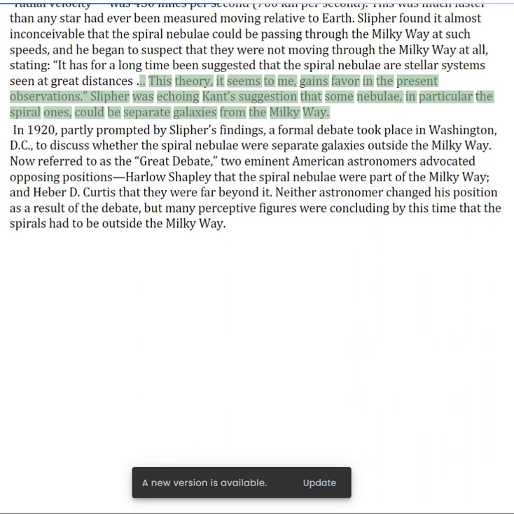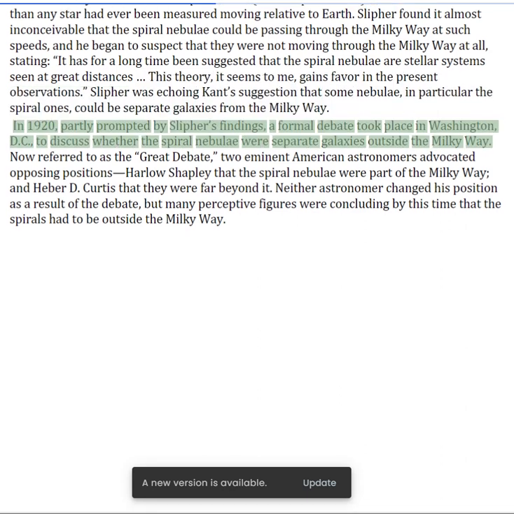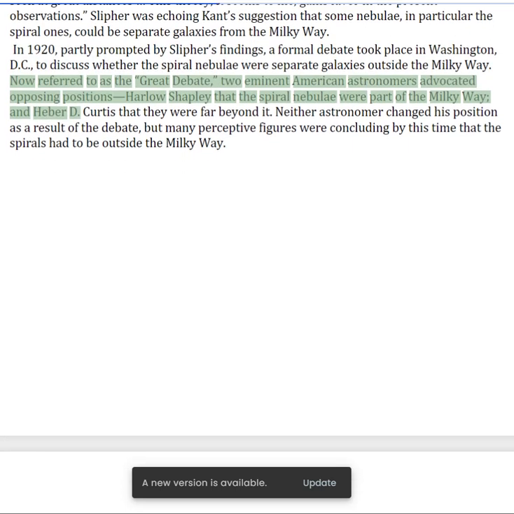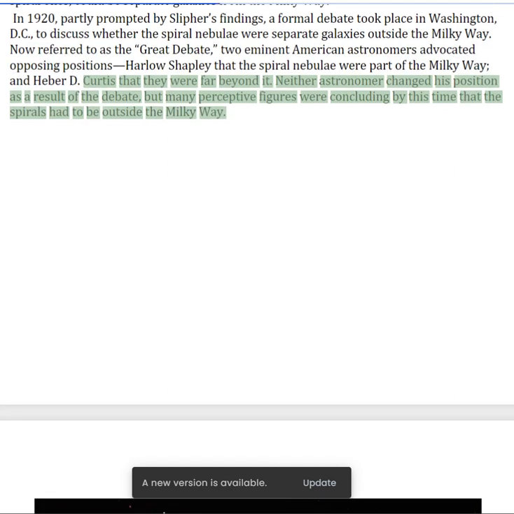Slipher was echoing Kant's suggestion that some nebulae, in particular the spiral ones, could be separate galaxies from the Milky Way. In 1920, partly prompted by Slipher's findings, a formal debate took place in Washington, D.C., to discuss whether the spiral nebulae were separate galaxies outside the Milky Way. Now referred to as the Great Debate, two eminent American astronomers advocated opposing positions: Harlow Shapley, that the spiral nebulae were part of the Milky Way, and Heber D. Curtis, that they were far beyond it.